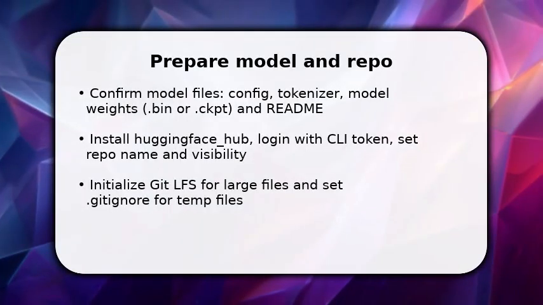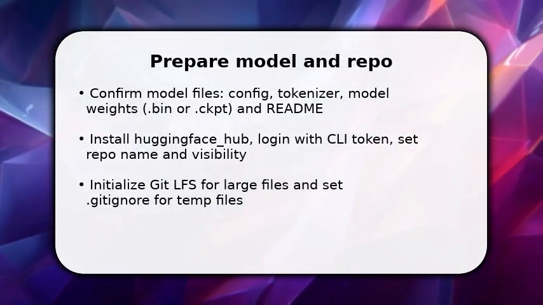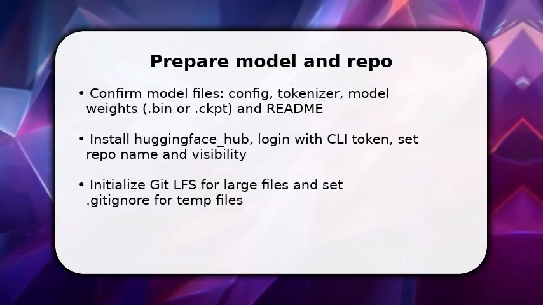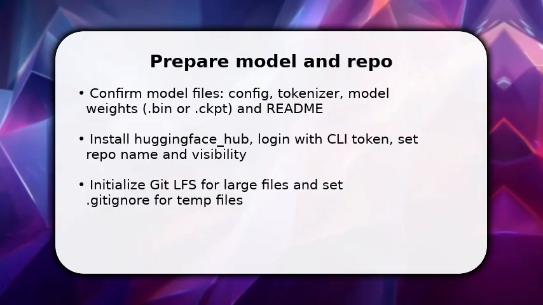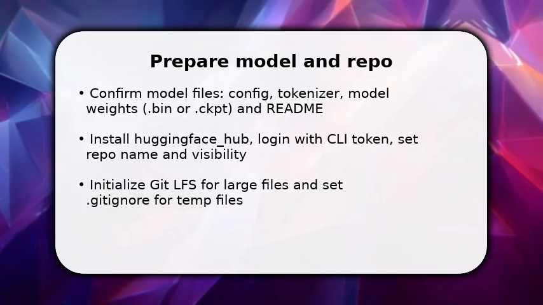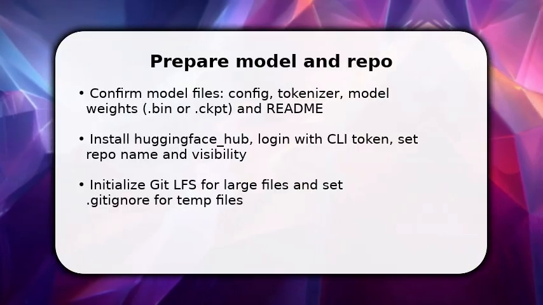You start by gathering only the essentials: your model weights, config, tokenizer, and a clear README. Once done, install Hugging Face Hub and log in with your CLI token so uploads authenticate. Make sure to initialize Git LFS immediately because large files break standard Git. This prevents failed pushes later.